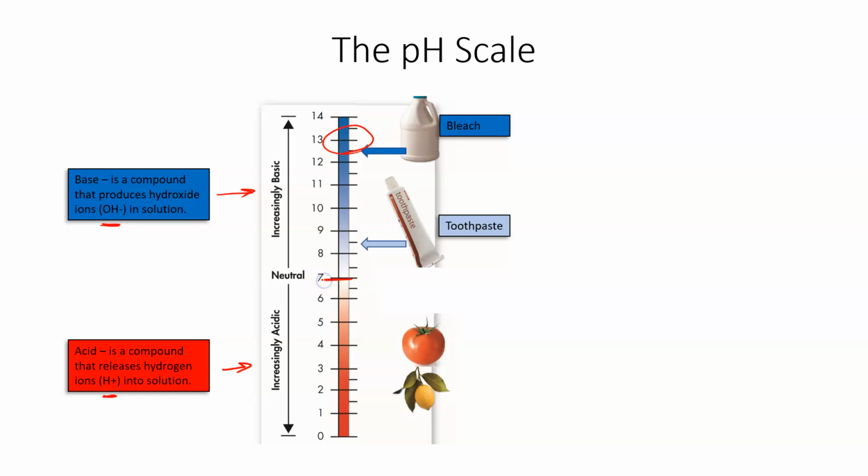Toothpaste is getting closer to the neutral point. Remember, neutral would be 7. Obviously, the difference between 0 and 14 is 7, so that is our neutral point. Toothpaste is just slightly alkaline. Human blood is really close to neutral, but it's just a very, very tiny bit alkaline. Pure water is your typical neutral. It can be a little acidic, it can be a little alkaline, depending on what compounds are dissolved in it.